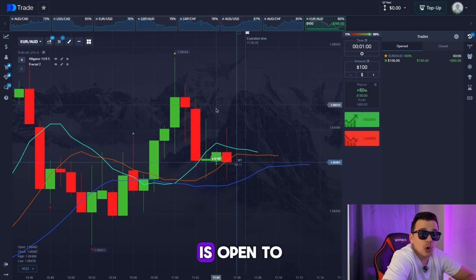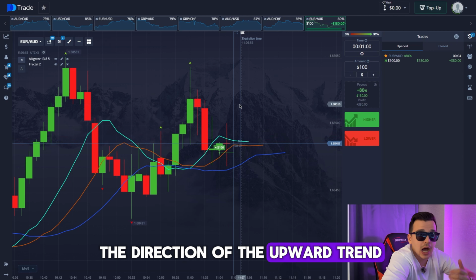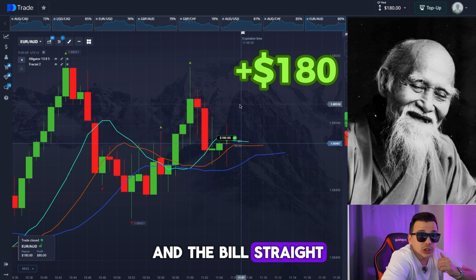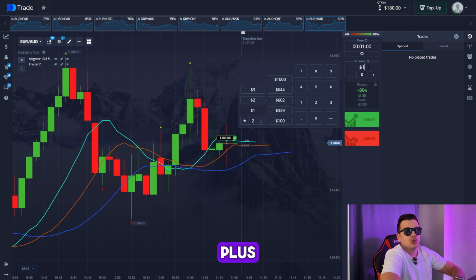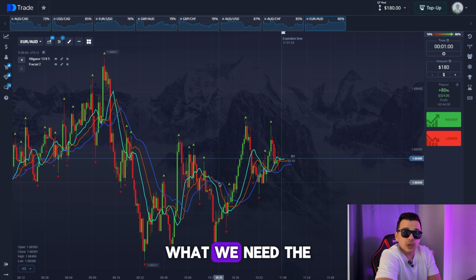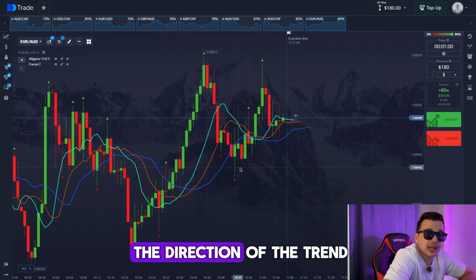So here it is better to open a trade in the direction of the upward trend. Actually, as I said earlier, the first trade is easily closed in plus. Let's change the amount of value. The main point is that we need the alligator lines to also move in the direction of the trend.